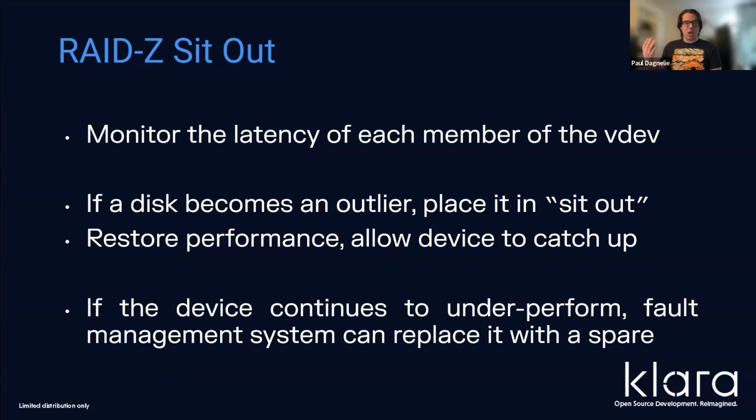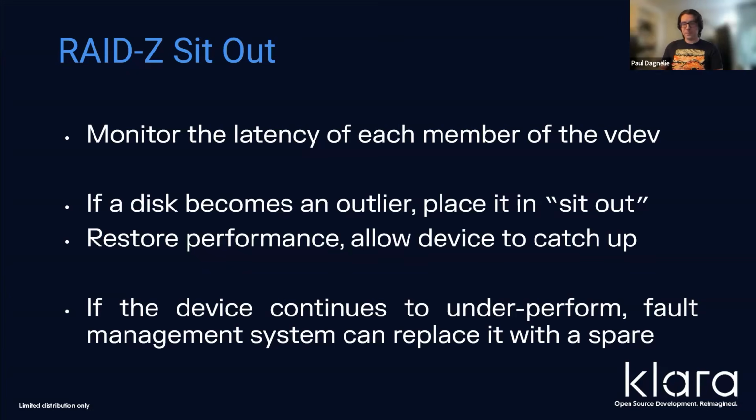But if this ends up being a long-term state, if the device sits out repeatedly, and it continues to underperform, then the fault management system can determine that there's something wrong with the device and then replace it with a spare. And this allows you to get significantly better performance in these cases where you have one disk that's either temporarily or permanently becoming flaky. Yeah, and so in those cases, we'll just use the parity to do the reads and keep the system moving quickly instead of being stuck waiting for that one slow disk.